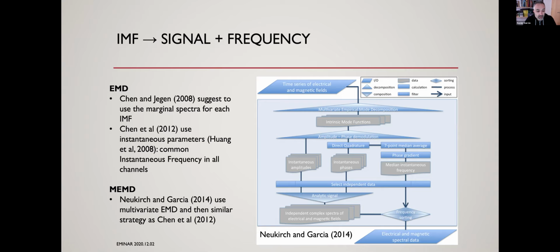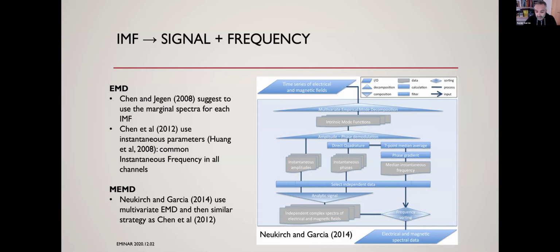And making use of the multivariate version of the EMD, Neukirch and Garcia in 2014, and using a similar strategy as Chen et al. in 2012, what we proposed was this scheme that we have on the right side. It looks very complex, but it is better explained in the manuscript, in the paper, and it worked quite well.